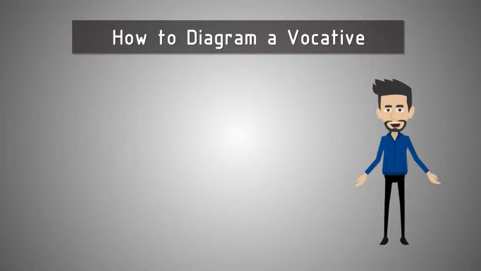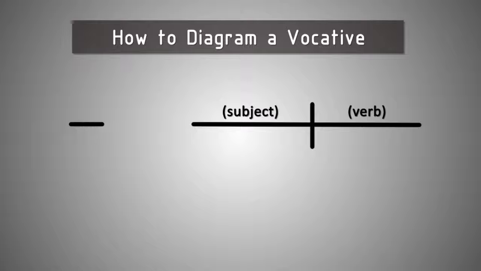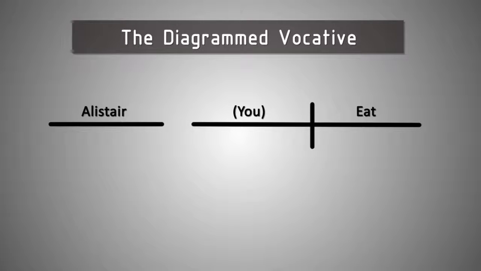Let's have a look at how to diagram a vocative. So you have the verb and subject like that, and the vocative in the diagram is also separated from the rest of the diagram, like so. And here is a diagrammed vocative. Alistair, you eat. So it doesn't really matter what order the vocative is in the sentence, it will always go at the front of the sentence when you diagram it.